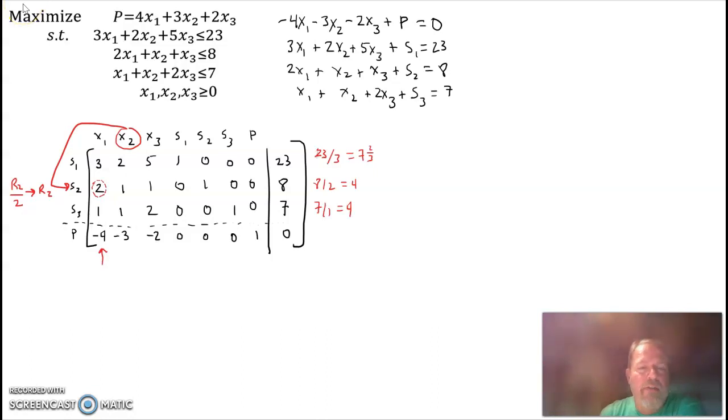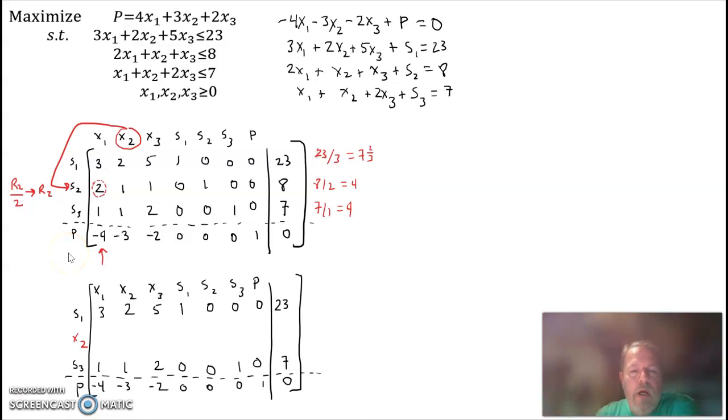Let me hit pause just to save time and write the headers and stuff over again. All right, so I rewrote the headers. I rewrote row 1, row 3, and row 4 because they don't change. Only row 2 changes. So I'm taking this first 2 in row 2 and dividing it by 2, and I get a 1. And then this 1 gets divided by 2, and I get 1/2. And this 1 gets divided by 2, and I get 1/2.